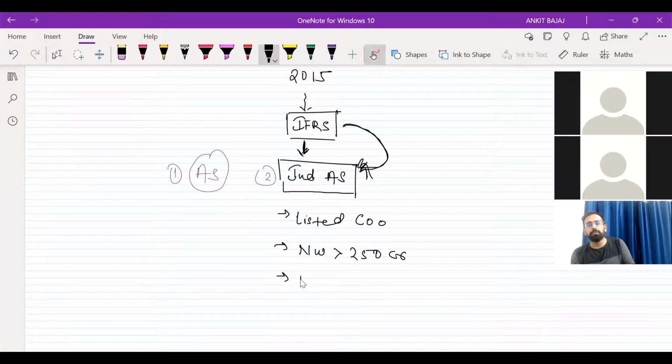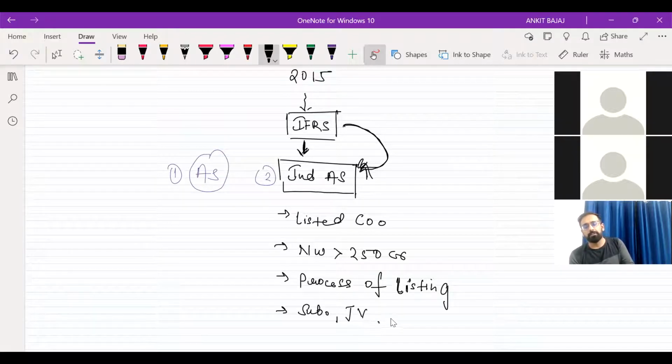Or a company who is in the process of listing. They have applied for IPO, right? They have applied for listing. So on those companies also, Ind AS will be applicable. Or you can say a subsidiary, joint venture, or associate of the above companies. On them also this Ind AS is applicable, right?